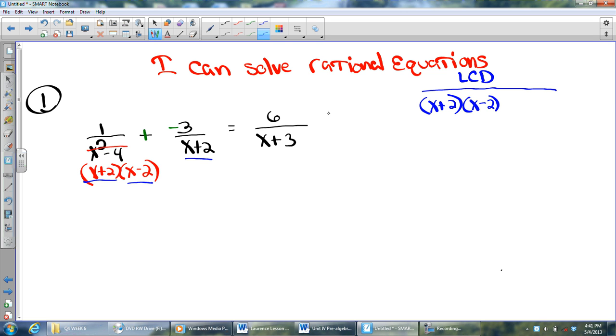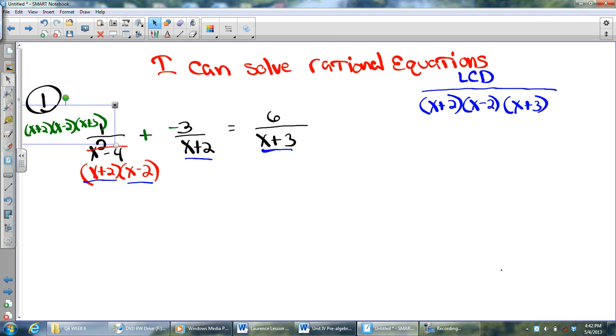Okay. And I need a number that is 3 more than x. Okay, this is the first time we've done one where the LCD is a little bit larger, but that's okay. You guys can handle it. So now I'm going to multiply each fraction by this LCD. So I'm going to have an x plus 2, an x minus 2, and an x plus 3. And I'm going to multiply that by all three fractions.